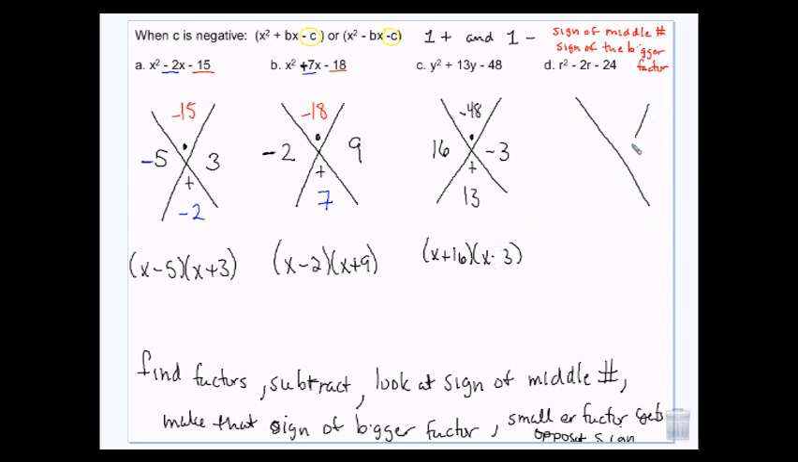And last one, I have negative 24 and negative 2. So things that'll multiply to make 24, that if I subtract them, they'll give me a 2. 6 and 4, right? And I want the 2 to be negative, so I make the 6 negative. So x minus 6, x plus 4. Any questions about that?